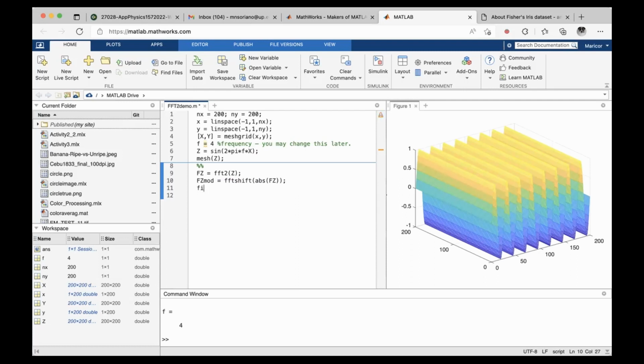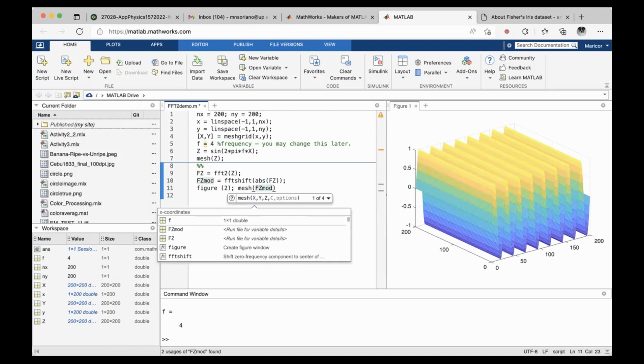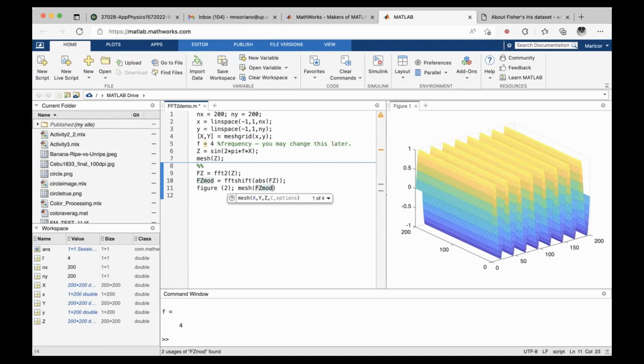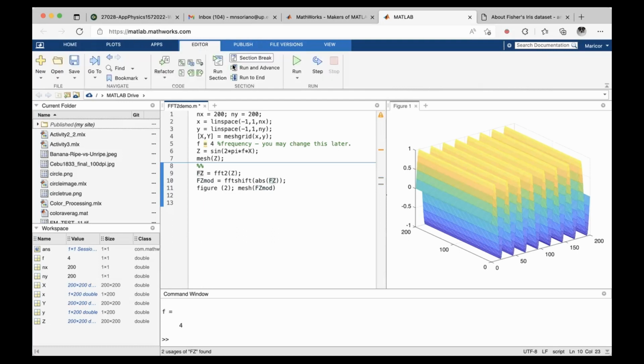Okay. And now, we can go ahead and create a second figure and display this as, once again, a mesh. This time, ano na siya? Hindi na siya real imaginary dahil inabs natin siya, right? So, tingnan natin. Ini-expect natin na pag sinusoid na ganito, we expect 2 dots, no? Hintayin lang natin. Run natin ito section na ito.